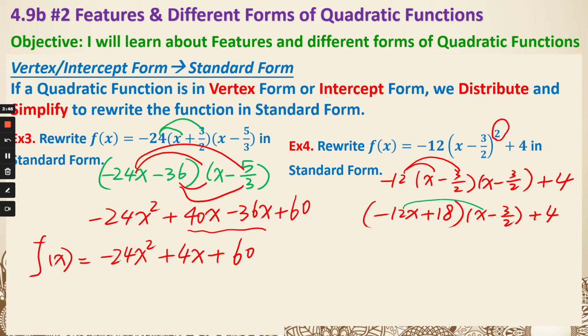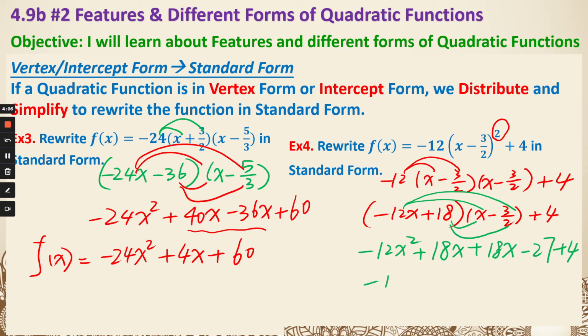So now, start distributing. Negative 12x squared. Negative 12x times negative 3/2, that is going to be positive 18x, with another plus 18x. Then 18 times negative 3/2, that is minus 27, with a plus 4 on the end. Combine them and put them together, we have negative 12x squared plus 36x minus 23. f(x) equals in the front. That is example 4. So that's everything for vertex or intercept form to standard form.